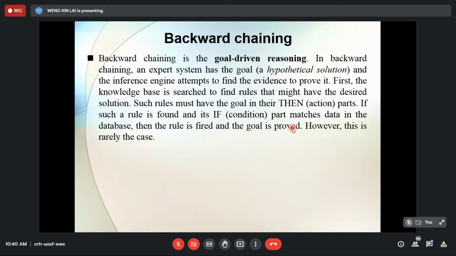So it's actually working backwards now. You look for the then part for that goal. If such a rule is found, you then look at the if part. Does it match the data in your database? If yes, then the rule is fired and you prove your goal is correct. However, unfortunately, this is rarely the case.